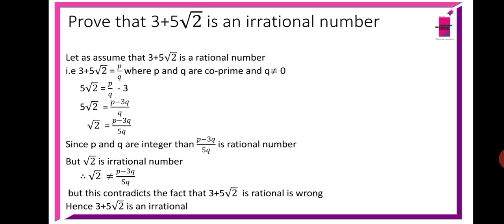Then you will get root 2 as, after simplifying, p minus 3q by 5q. So since p and q are integers, then p minus 3q by 5q will be rational. But root 2 is irrational. According to the theorem, root 2 is irrational. So an irrational number will never be equal to a rational number. Understood now? Root 2 is not equal to p minus 3q by 5q in any case. But this contradicts the fact, so 3 plus 5 root 2 is rational is wrong. Hence 3 plus 5 root 2 is an irrational number.